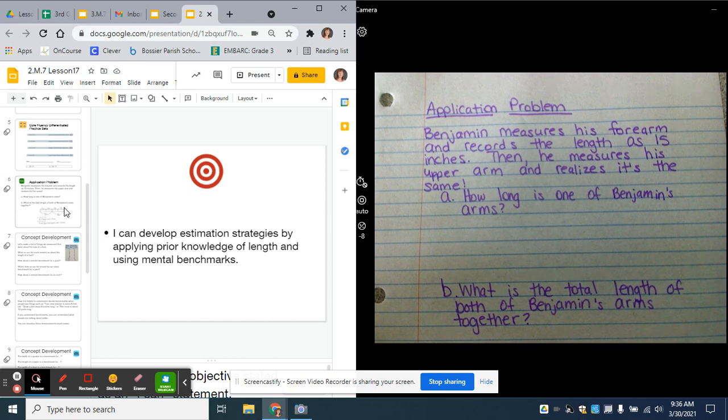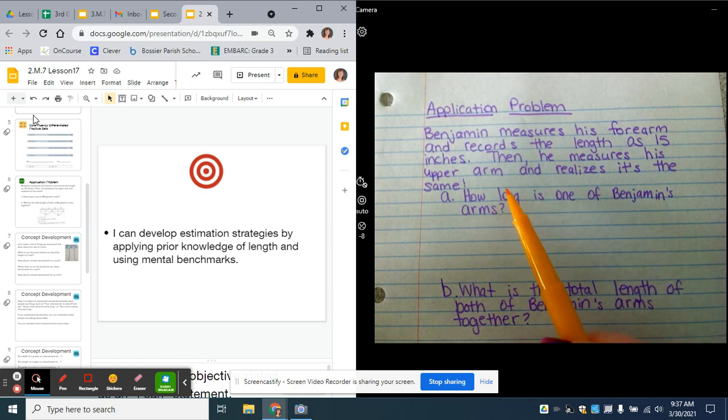So let's read it one more time. Benjamin measures his forearm and records the length as 15 inches. Then he measures his upper arm and realizes it's the same. How long is one of Benjamin's arms? Part B, what is the total length of both of Benjamin's arms together? So we have two parts here. Let's first focus on the first part. How long is one of Benjamin's arms?